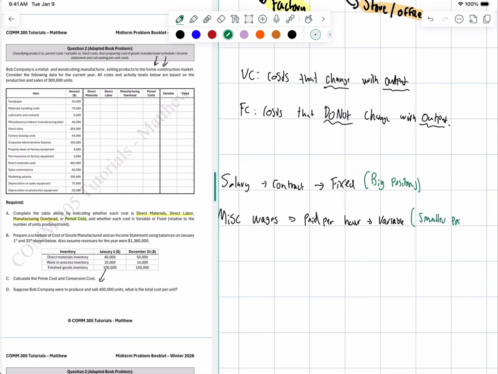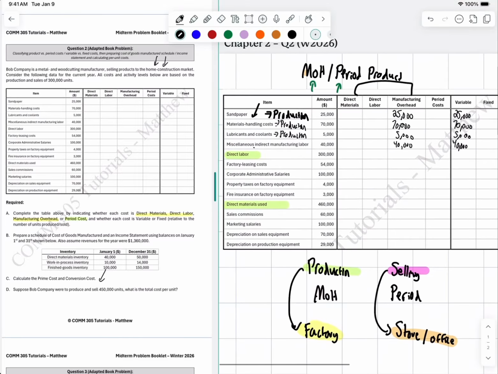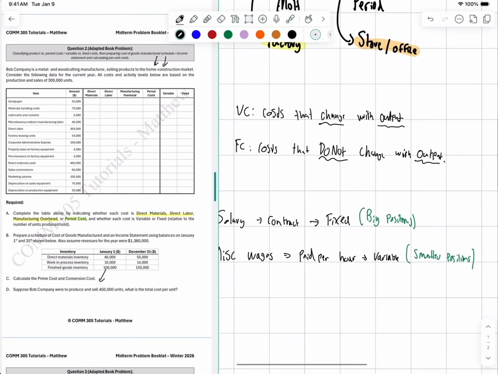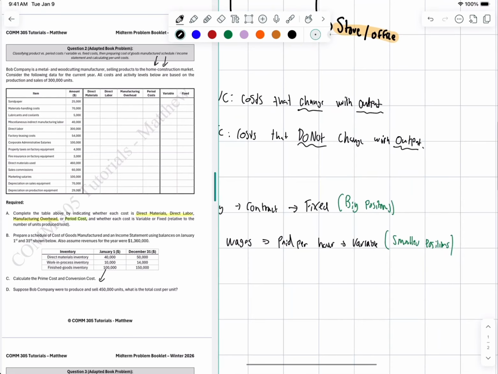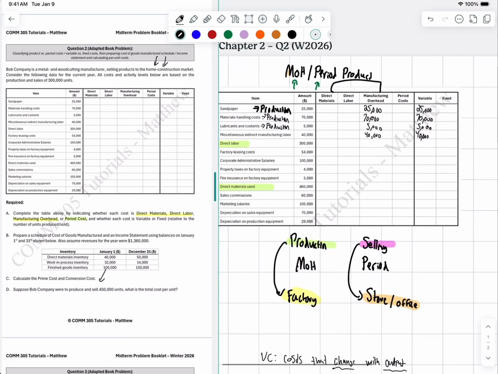Think about it, like a CFO. They're not going to be paid by the hour. They're paid a set amount every year. It's going to be a fixed amount, then they'll get bonuses. Whereas miscellaneous wages, like low level employees, are paid by the hour, so that's variable. Okay, I hope that makes sense to everyone. Sorry for the previous rant about miscellaneous labor. They're just kind of doing things around the factory. I think this is the way to explain it. Okay, there we go.